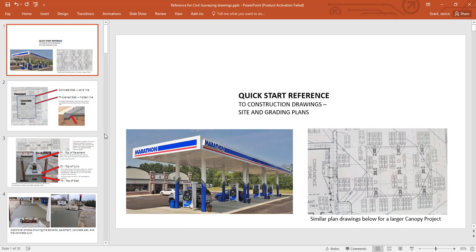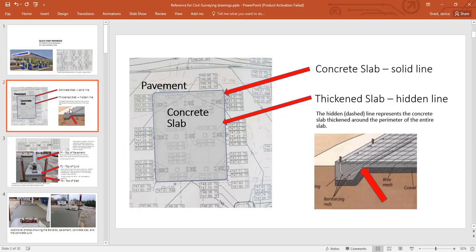I actually taught a construction company how to read surveying civil drawings, which normally start with the letter C. So let's go take a look at this example when we talk about grading plans. This is a Marathon Station, and we'll be taking a look at what some of these elevations mean.